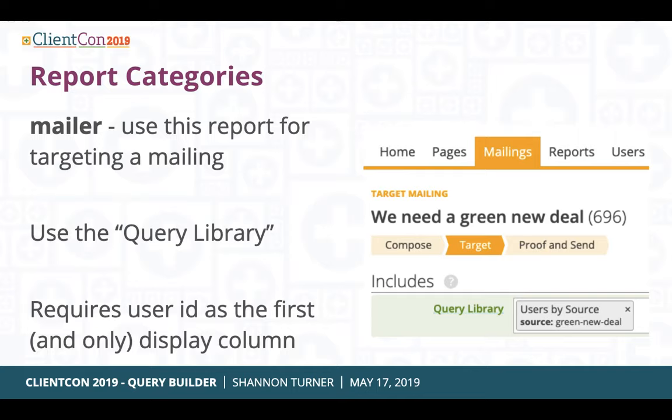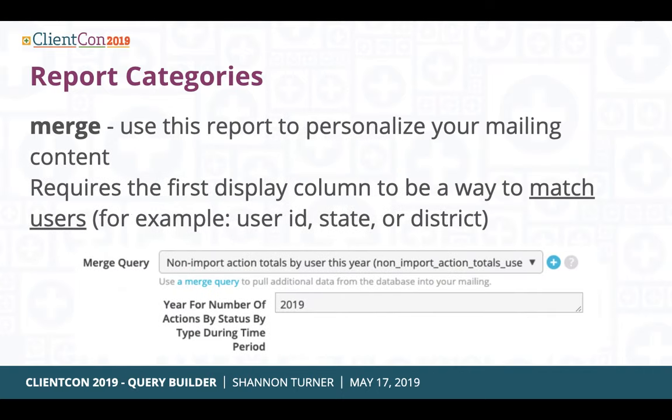If you tag a report with mailer, then you'll be able to use this report for targeting a mailing in the query library. Now, tagging a report with mailer requires user ID as the first and currently only display column. If you tag a report with merge, then you can use this report to personalize your mailing content. Now, it requires the first display column to be a way to match users, for example, a user ID or a state or a congressional district.